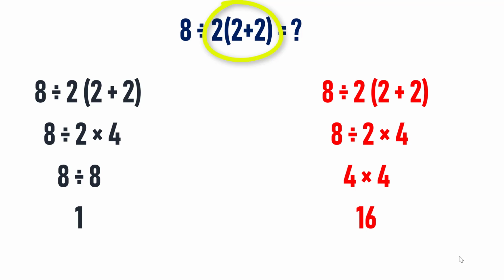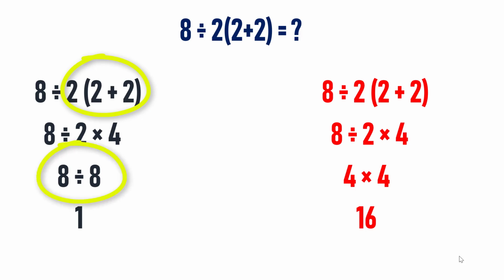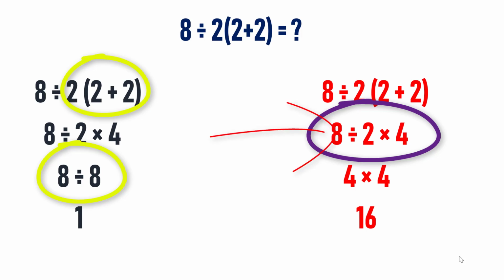So if it means to take only 2 into 2 plus 2 and solve it entirely before moving to the division part of the equation, then we get to 8 divided by 8 on our way to 1. If it means to translate 2 into 2 plus 2 into 2 into 4, then we end up with 8 divided by 2 into 4, and order of operations tells us division and multiplication are equal. So work left to right. So we end up with 4 into 4 on our way to 16.